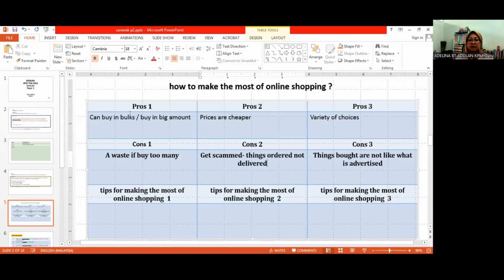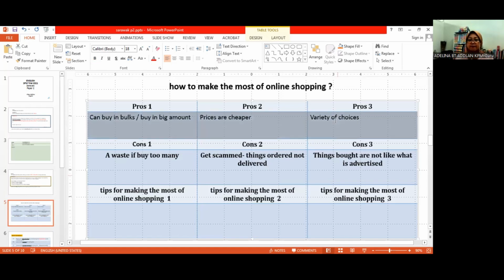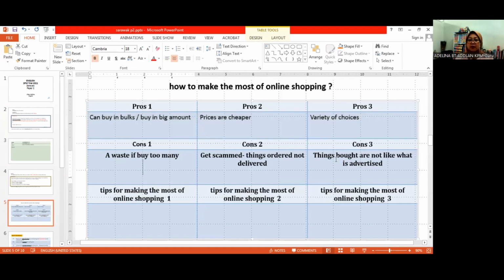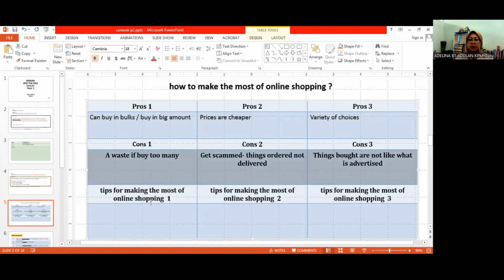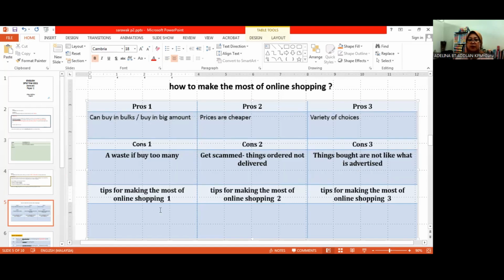Okay, so you can see that the first paragraph is already done. The second paragraph, you already know what you want to do. Okay, tips for making the most of online shopping. So you could say that you read reviews. What else? You make comparison of products. Make comparison of sellers. Sorry, make comparison of sellers' prices. Let's be more specific.